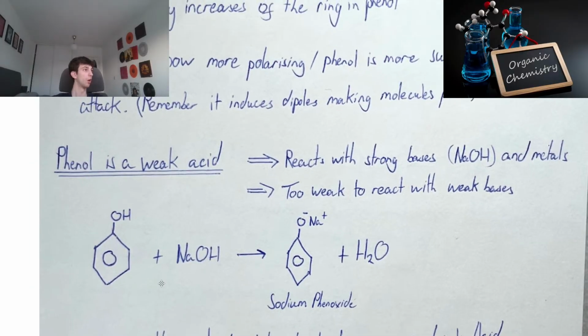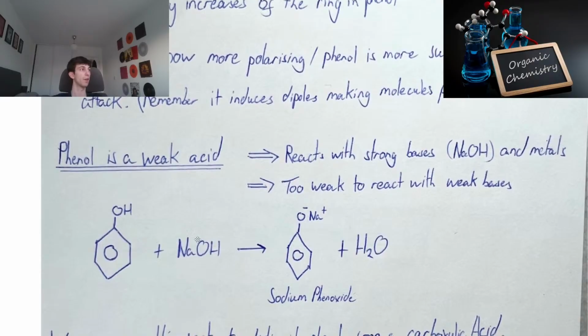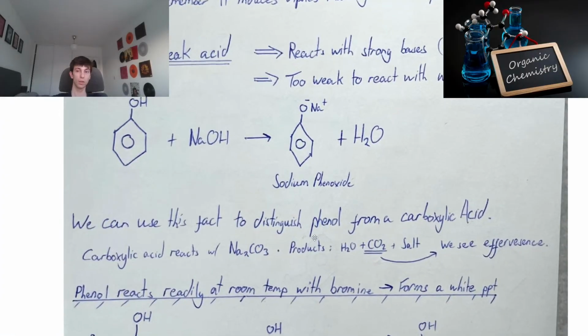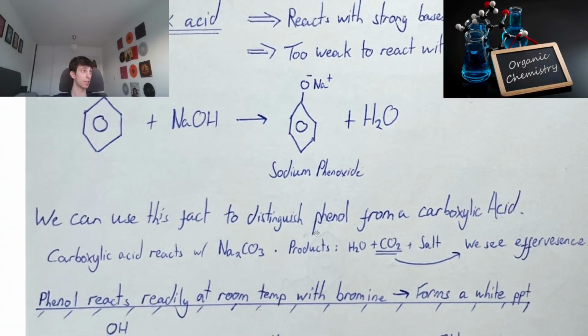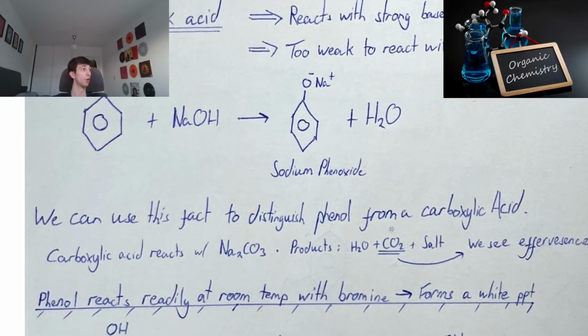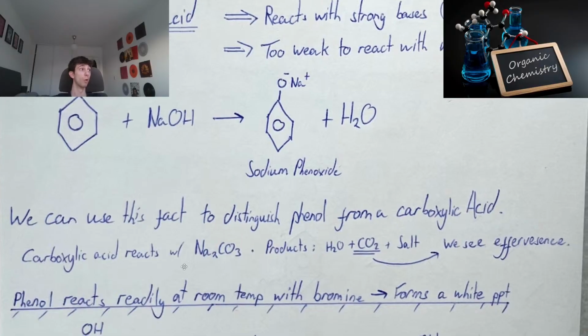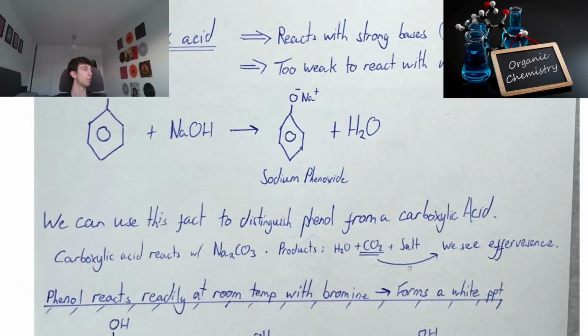So if we have our phenol plus sodium hydroxide, we get sodium phenoxide in this case, and H2O. Nothing scary, guys, nothing scary. H2O, because we lose the hydrogen on the OH and we get left with the hydroxide ion, so we form water. So exactly as I said already, we can use this fact that it's a weak acid to distinguish phenol from a carboxylic acid. Carboxylic acids will react with sodium carbonate, with our products being H2O, CO2, and a salt. This is simply acid plus metal carbonate, which we know forms water, CO2, and a salt. So we're going to see effervescence. That's how we differentiate between the two.